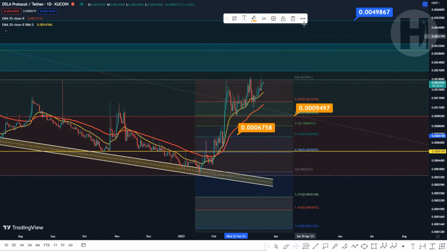Of course, we can continue on from here. This is a low cap gem. Things can go parabolic very quickly. So just have some buy limit orders in case we start dropping.